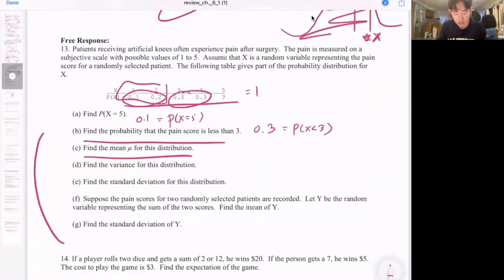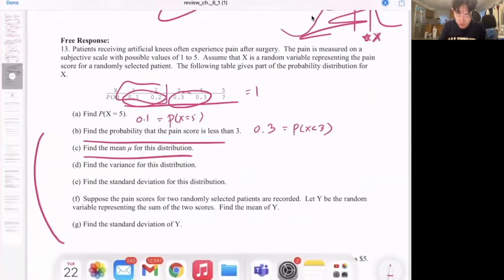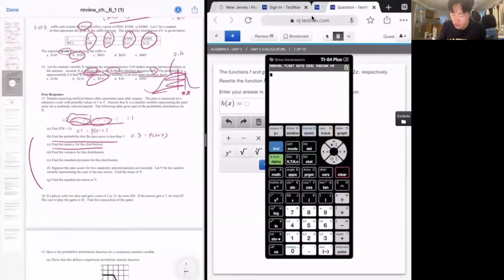To find the mean for the distribution and to find the variance and standard deviation, all those lovely things, we're never going to find the standard deviations by hand. So I'm just going to clear this list, clear that list, and start from scratch. 1, 2, 3, 4, 5, and then 0.1, 0.2, 0.3. Oh, that's my fault. 0.3, 0.3, and then 0.1 for that. Stat, calc, one variable stats, and then bam.